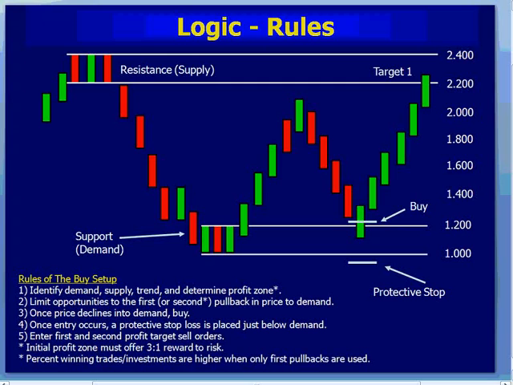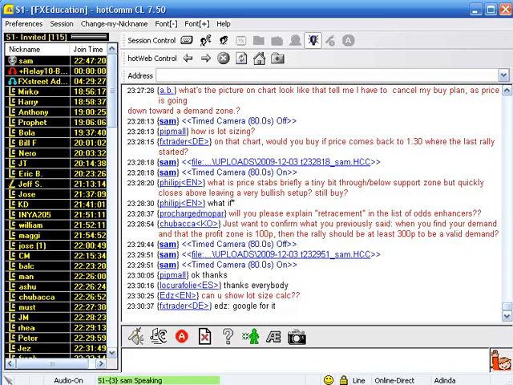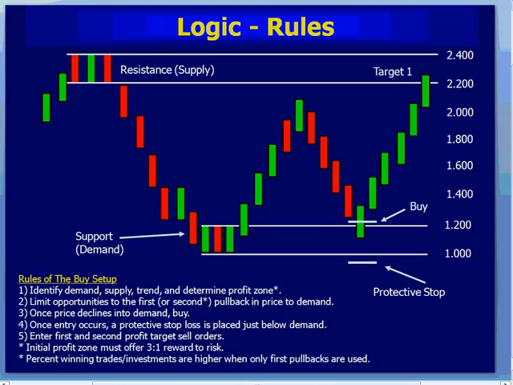Okay. Let's see, Philippe. What if price stabs briefly a tiny bit through below the support zone but quickly closes above, leaving a very bullish setup, still buy? As long as you don't get stopped out, but I wouldn't, make sure you have your stop in there. And also, maybe you're trading a pair that's thinner than, say, the euro against the dollar. In those cases, you might need a little bit wider stop just because you're dealing with a thinner market. Okay.